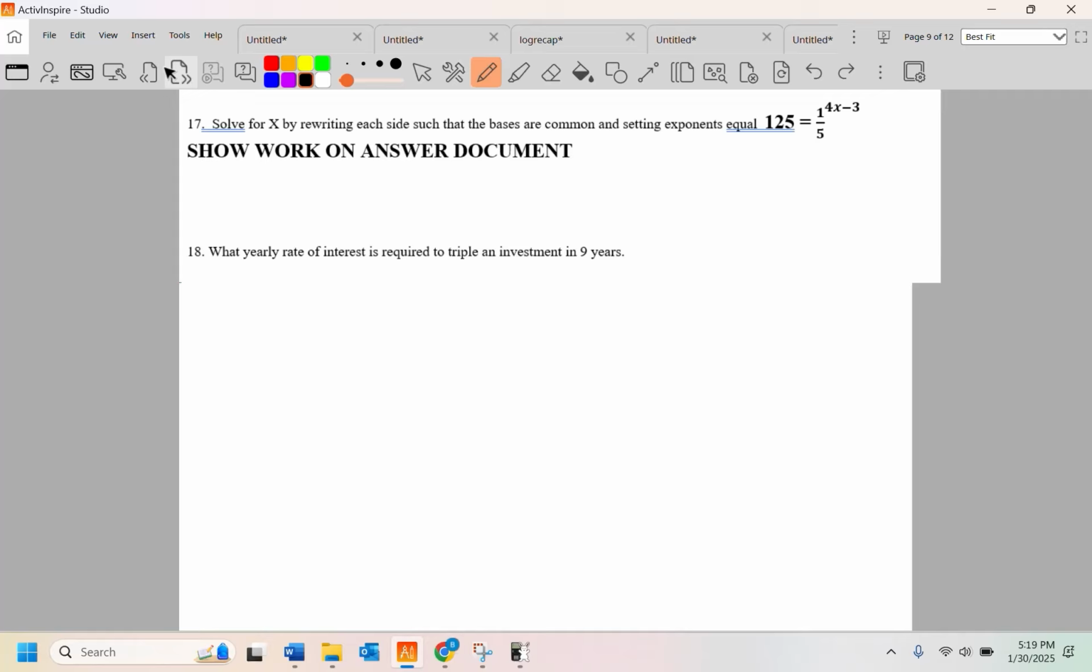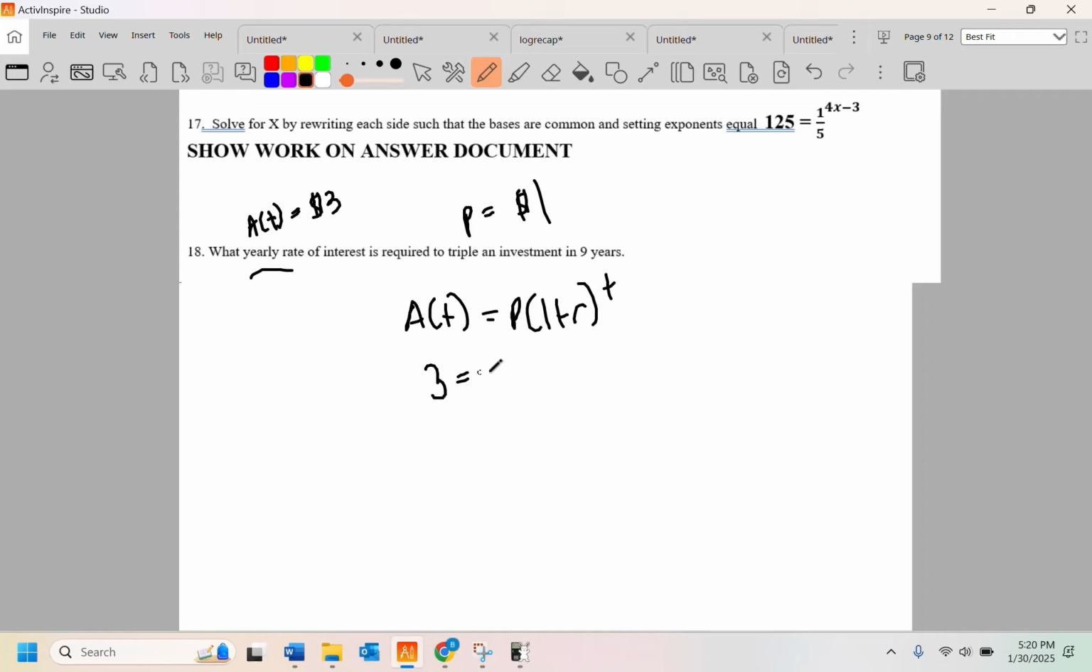But if I'm going to triple an investment, and I talk about yearly rate, I don't have to use the compound interest formula. I can just use the formula for growth, that the amount after time passes is the principal times 1 plus r to the t. And I'm going to triple something. I would make the principal $1, which means that after time, it would become $3. So 3 equals 1 times 1 plus r to the t, and the t is known to be 9.